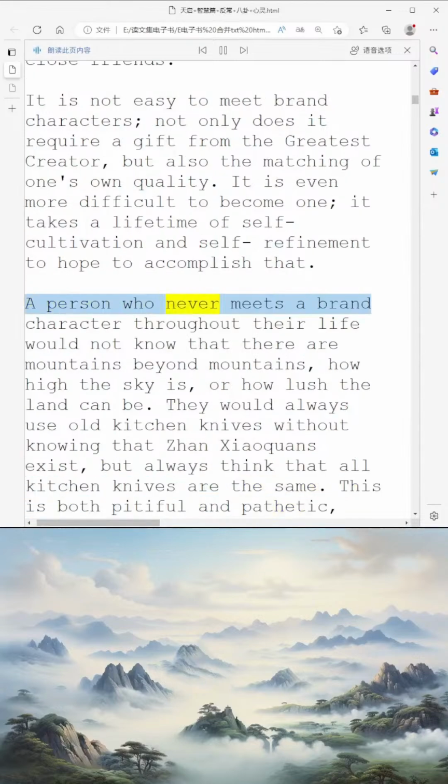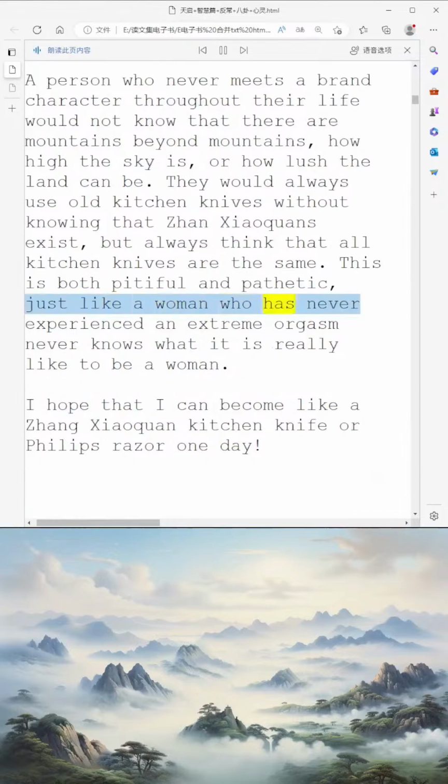A person who never meets a brand character throughout their life would not know that there are mountains beyond mountains, how high the sky is, or how lush the land can be. They would always use old kitchen knives without knowing that Zhang Xiaoquan knives exist, but always think that all kitchen knives are the same. This is both pitiful and pathetic. Just like a woman who has never experienced an extreme orgasm never knows what it is really like to be a woman. I hope that I can become like a Zhang Xiaoquan kitchen knife or Philips razor one day.